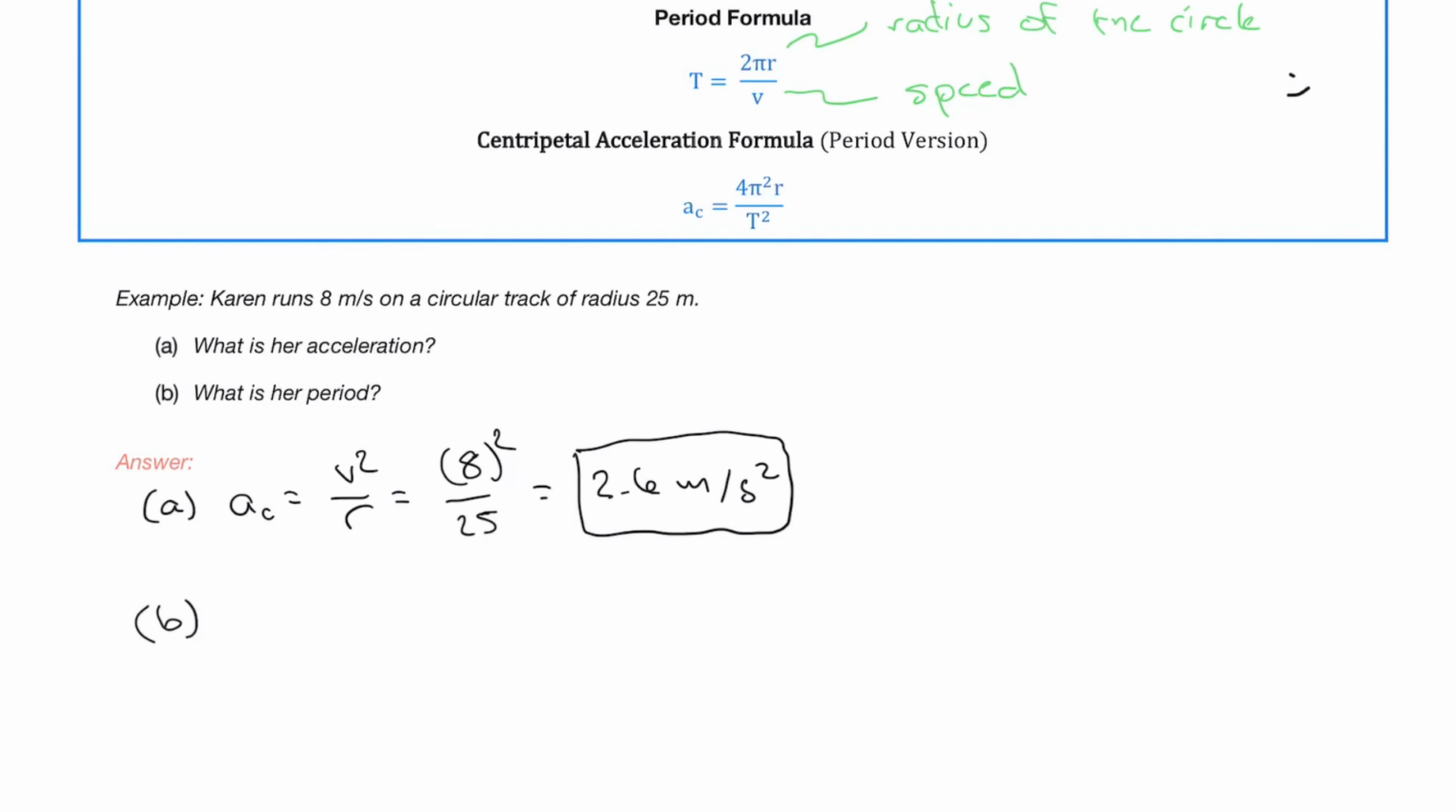What is her period? Well, again, we just use the period formula, T equals 2 pi r over v, plug in the information, and find that at this speed, she can travel the course of the track in 19.6 seconds.